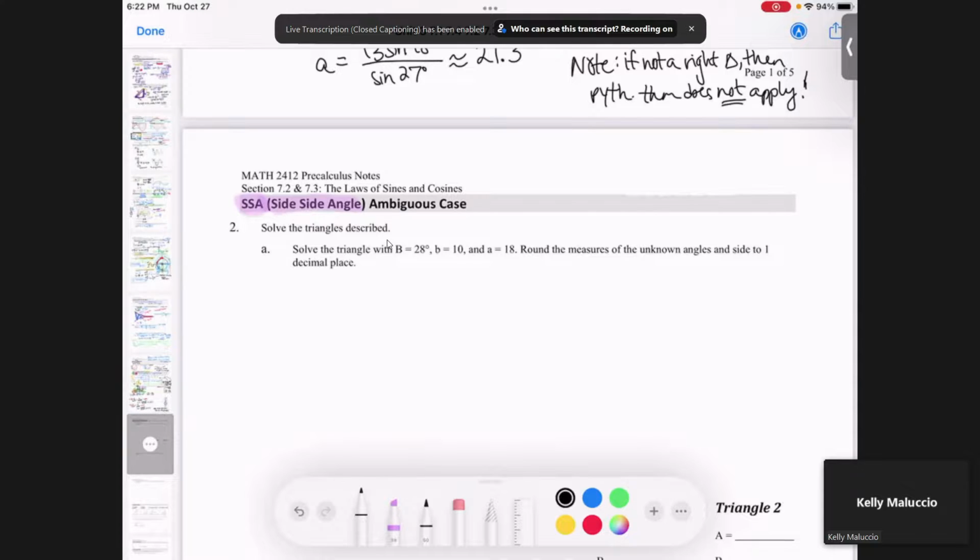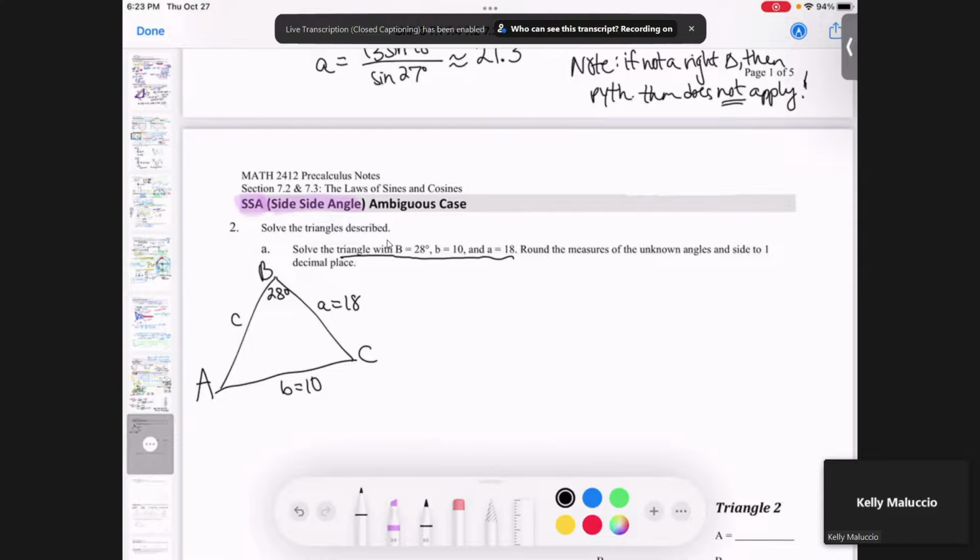So now they're describing the triangle, and you don't need to draw it by any means, but I always try to draw it because it helps me make sense of anything. So, solve the triangle where, and it does not need to be to scale. So I'm just going to draw ABC. My B is 28 degrees. My little b has to be across from my big B. So this is 10. Little a is 18. Little c we don't know. And the other angles we don't know. So round the measures of the unknown angles and side to 1 decimal place. Okay, thank you.